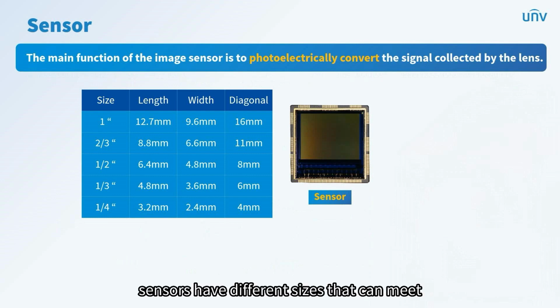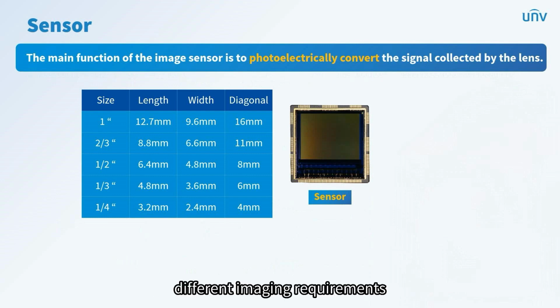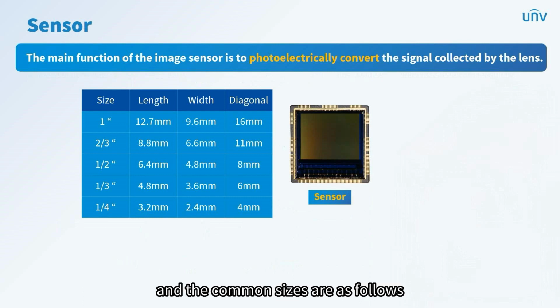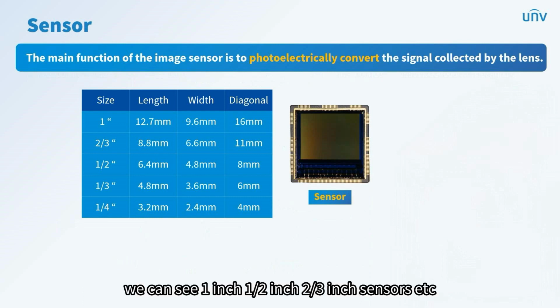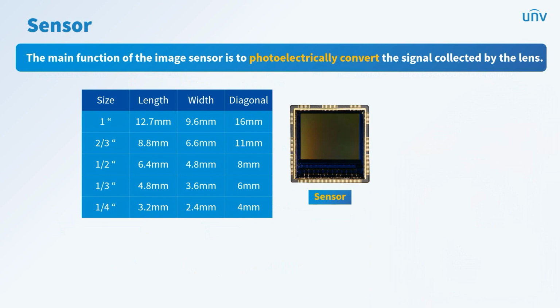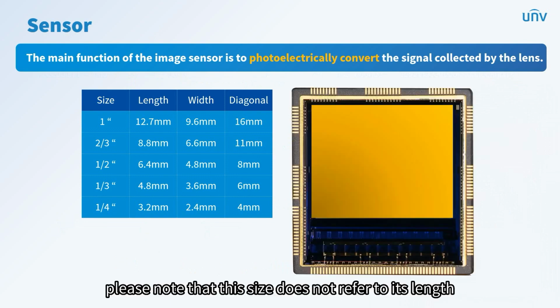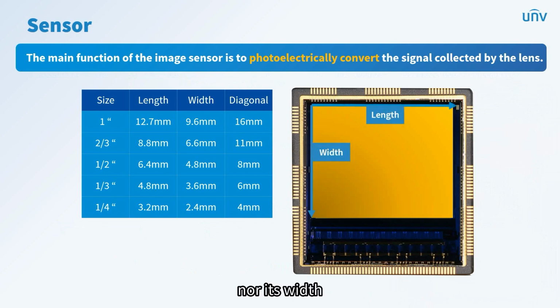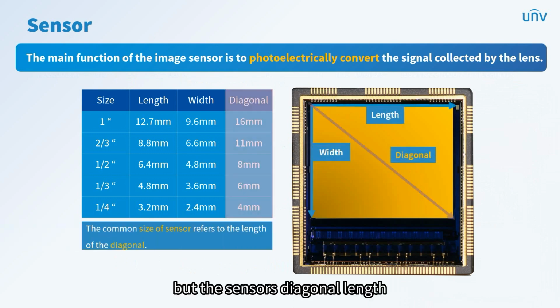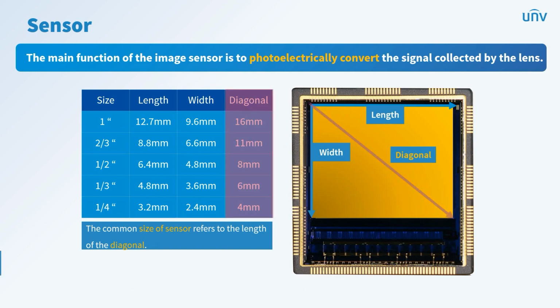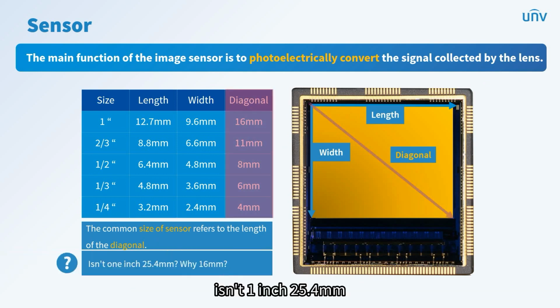Sensors have different sizes that can meet different imaging requirements, and the common sizes are as follows. We can see 1 inch, 1/2 inch, 2/3 inch sensors, etc. Please note that this size does not refer to its length, nor its width, but the sensor's diagonal length. So speaking of this, you may have a question. Isn't 1 inch 25.4 millimeters? Why is it 16 millimeters here?